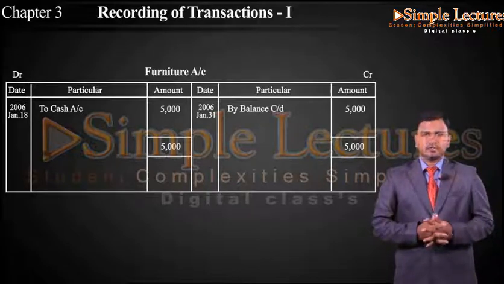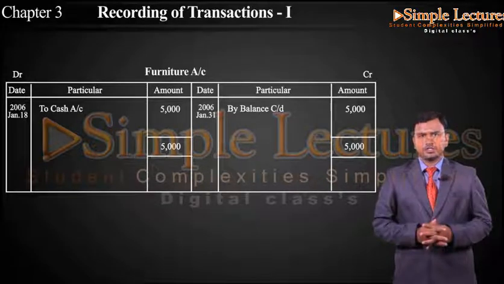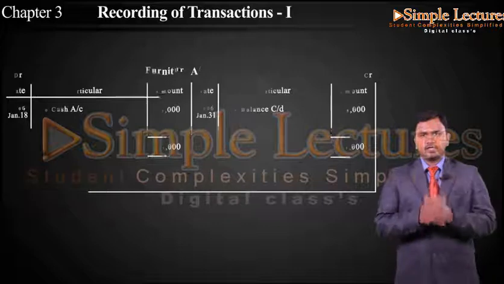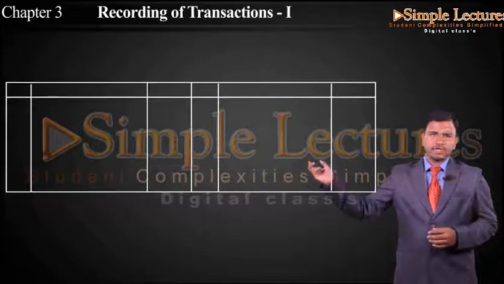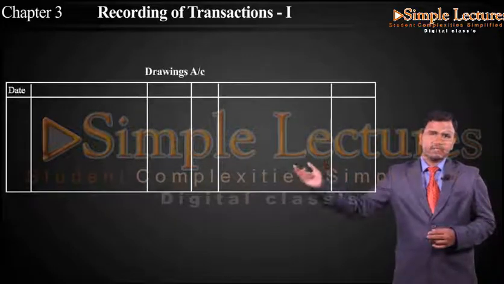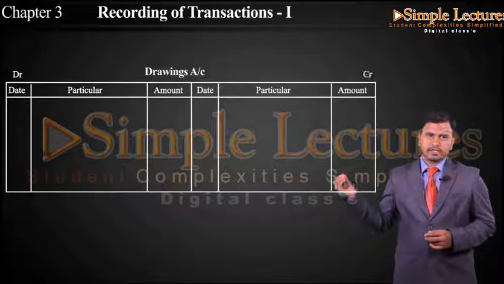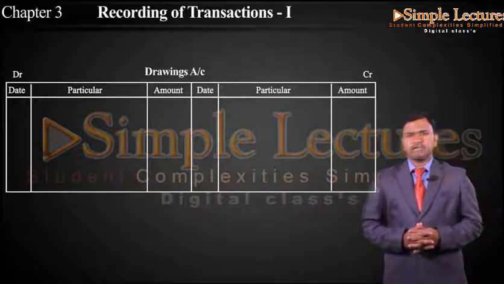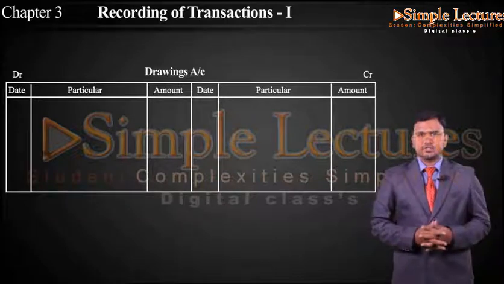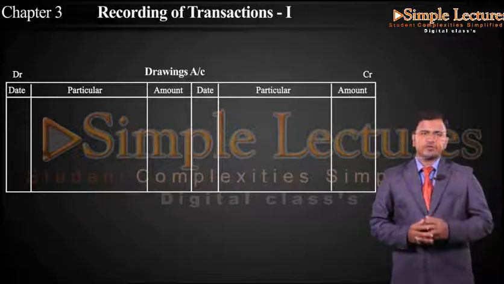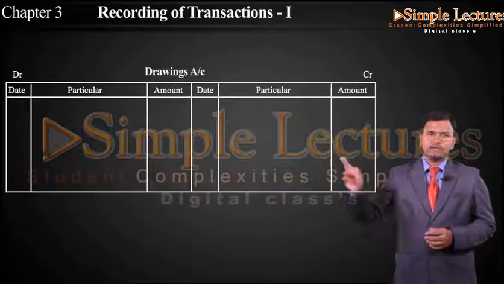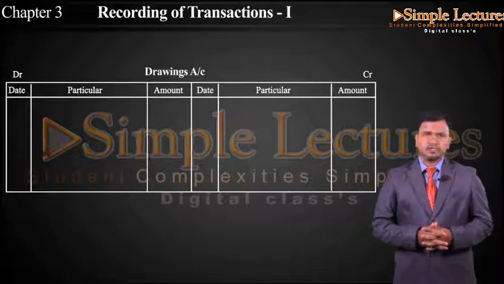We have a drawings account. Coming to journal entries, we have drawings for which we have to prepare a ledger account. Again, the title will be drawings account, with date, particulars, amount, debit side, credit side. We have two drawings entries in the journal: one on Jan 20th and another on Jan 23rd.